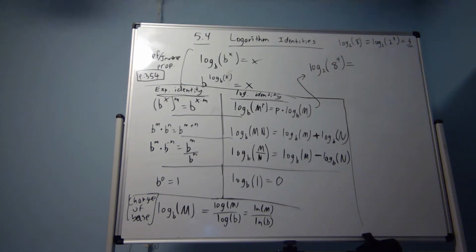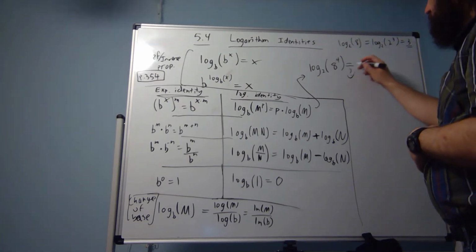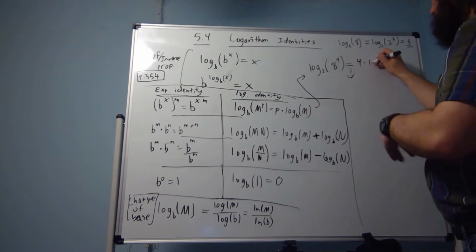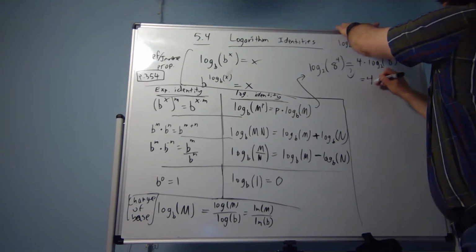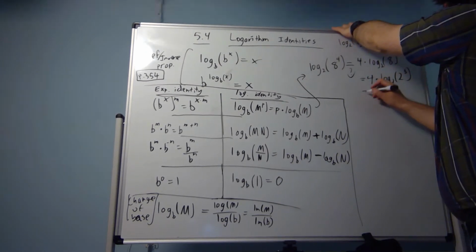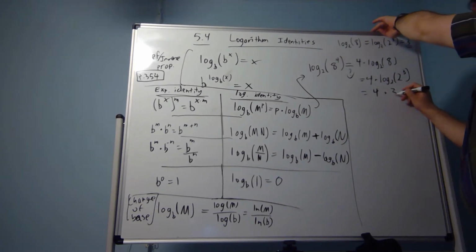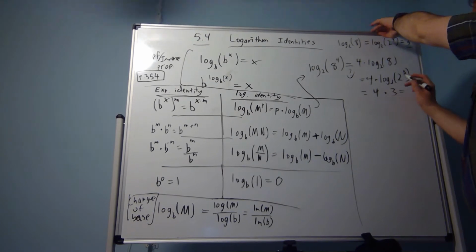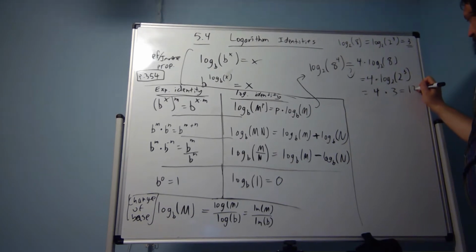So the identity says that I should just be able to do this: 4 times log base 2 of 8. And 4 times log base 2 of 2 to the something is you just get the exponent. That's the whole idea of a function and its inverse. And we should be getting 12. So log base 2 of 8 to the 4th should be 12.